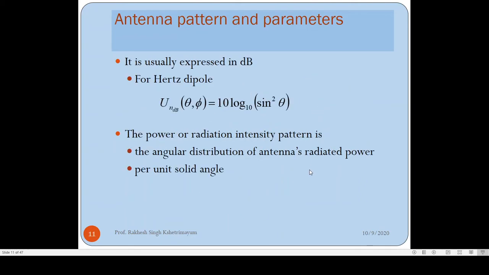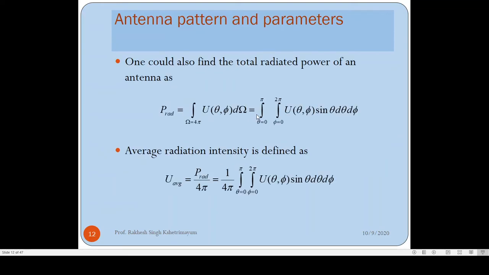And we usually plot the radiation pattern in dB. So this is the power. So U normalized in dB will be 10 log 10 sine square theta. So you plot this with respect to theta, you get the power pattern of the antenna.